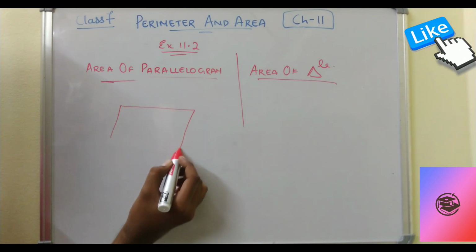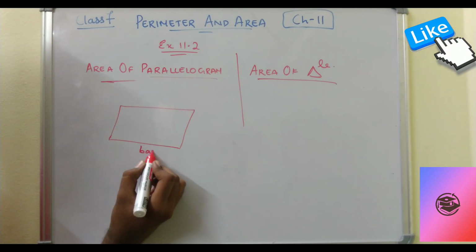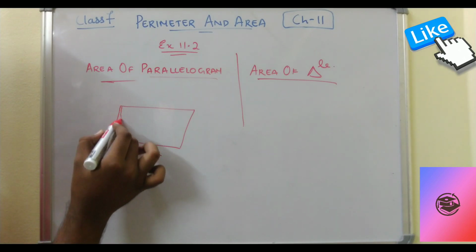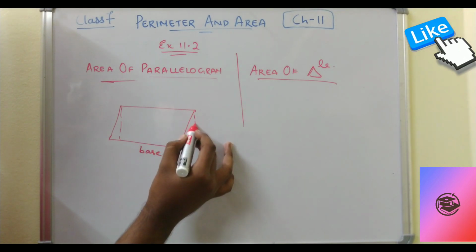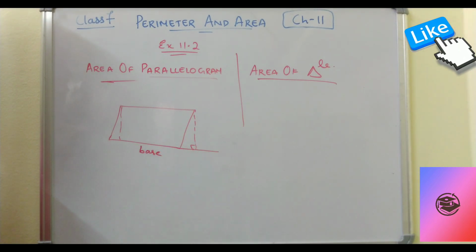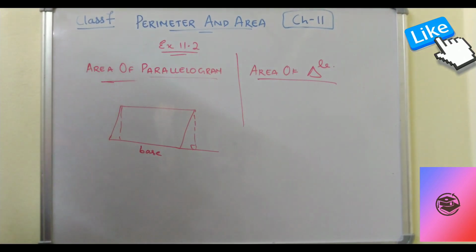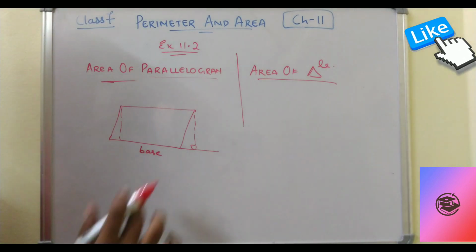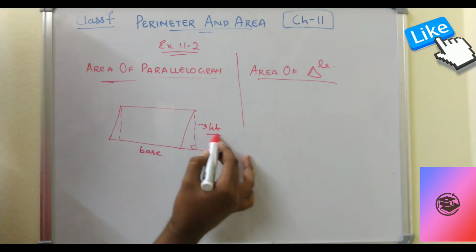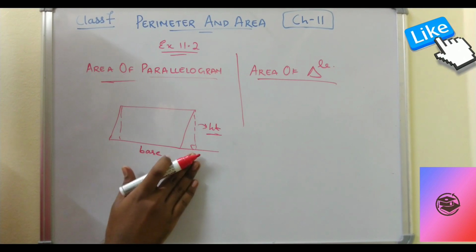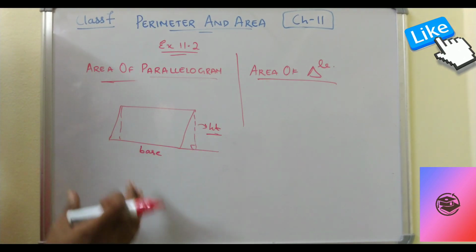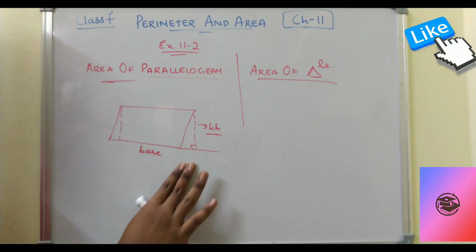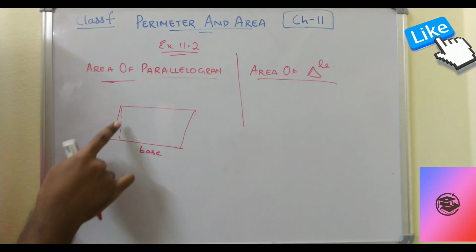When I draw a parallelogram, this is the base. With respect to the base, if I am trying to draw from here, I can draw like this also, at 90 degrees. This is an altitude in terms of a triangle, but in a parallelogram I can call it height also. It does not mean that height should always be inside the figure. It can be outside also, right?